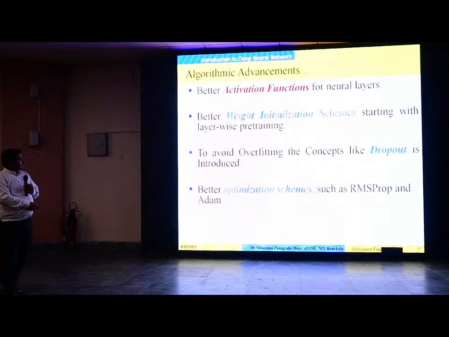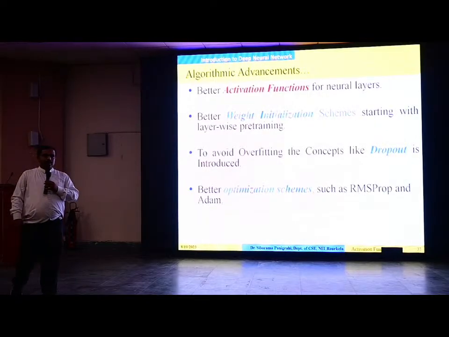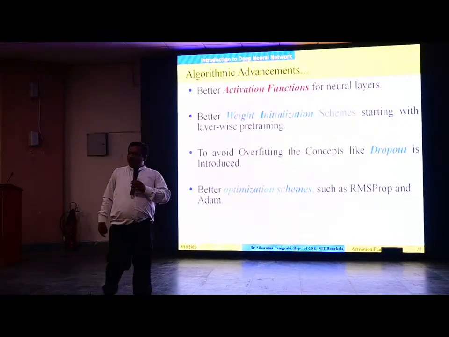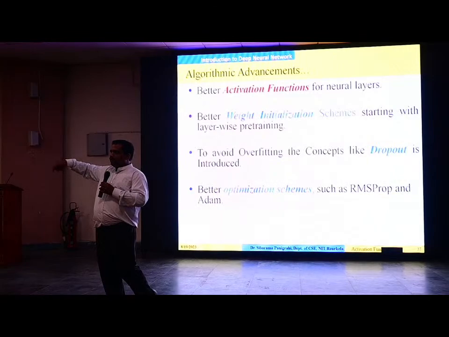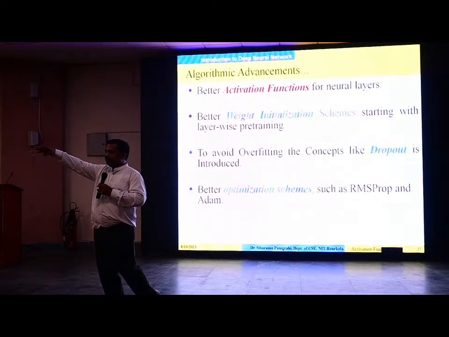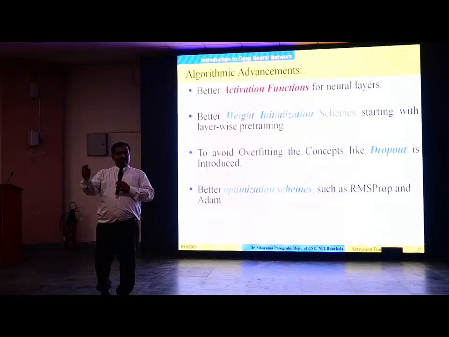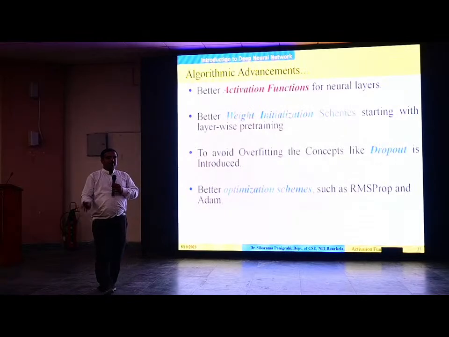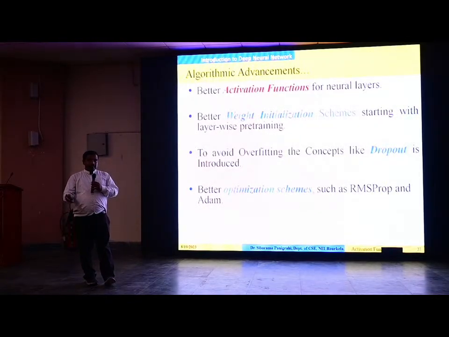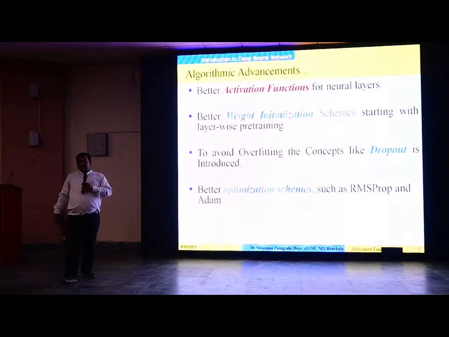So the first one is better activation functions for neural network. So I hope now all of you know what is an activation function. If not in detail, but still have some idea, right? So there are some better activation functions that have been developed after 2010 that make it possible that deep learning becomes practical. Next one is better weight initialization schemes.